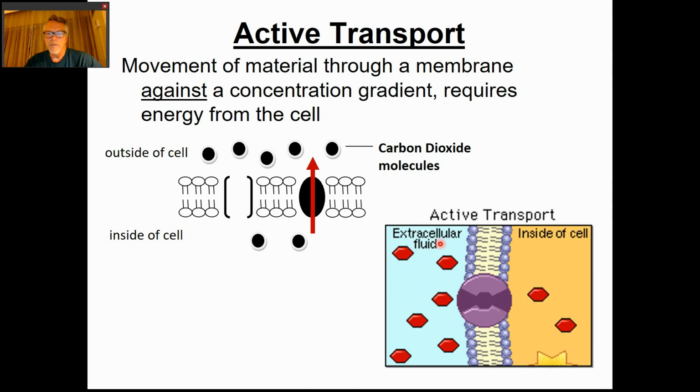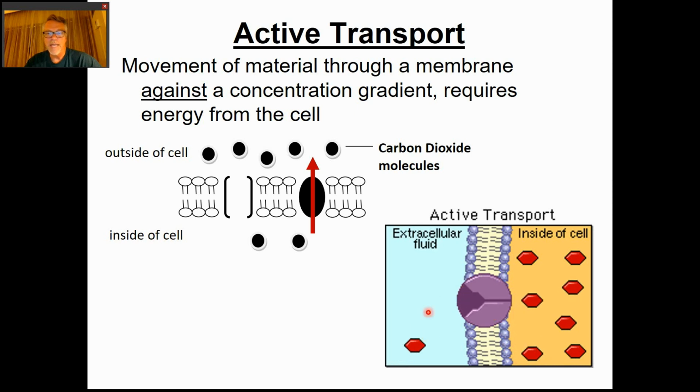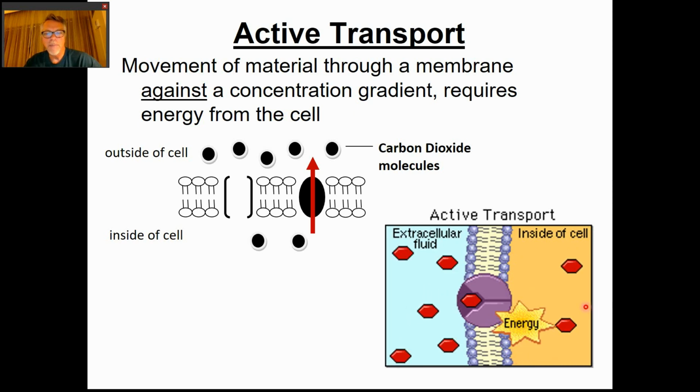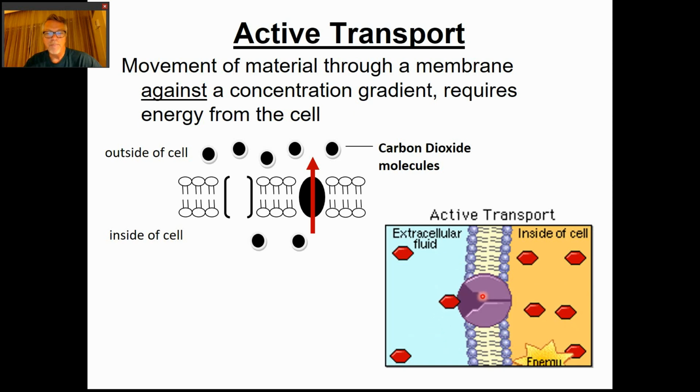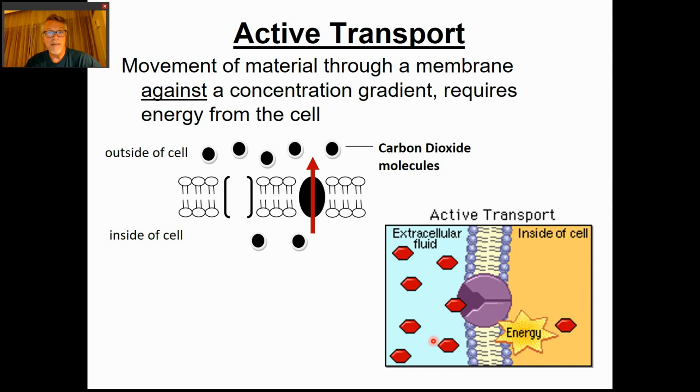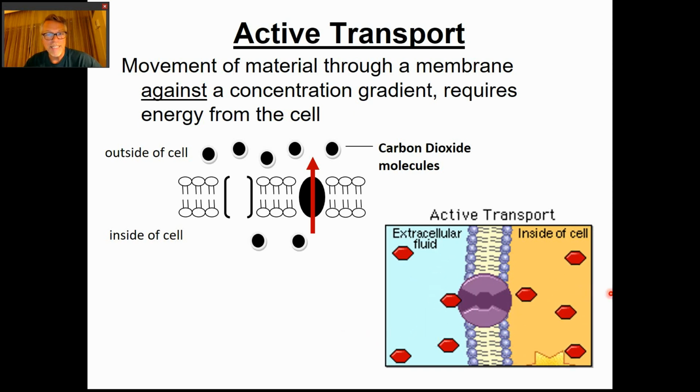So here's the outside of the cell, here's the inside of the cell. Here's, in this case, a carrier protein, and the carrier protein is grabbing onto these red hexagons and pumping them into the cell. And it uses energy to do so because you'll see there are more of these red hexagons inside the cell than outside. All right, so you're going against this concentration gradient. That's why it requires energy. And that's what this diagram is trying to show too.